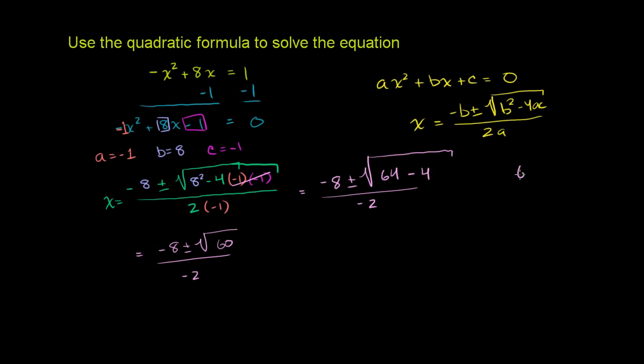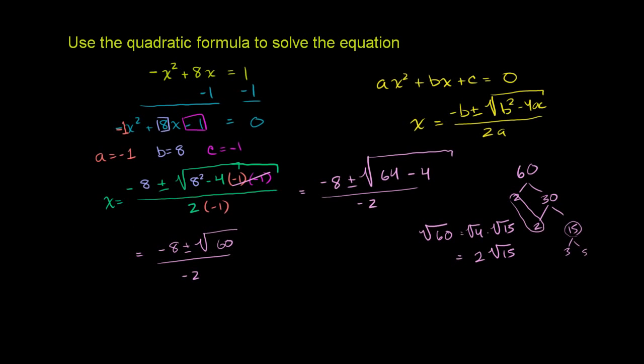Let's see. 60 is equal to 2 times 30. 30 is equal to 2 times 15. And then 15 is 3 times 5. So we do have a perfect square here. We do have a 2 times 2 in there. It is 2 times 2 times 15, or 4 times 15. So we could write the square root of 60 is equal to the square root of 4 times the square root of 15, right? That's what 60 is, 4 times 15. And so this is equal to, square root of 4 is 2, times the square root of 15.